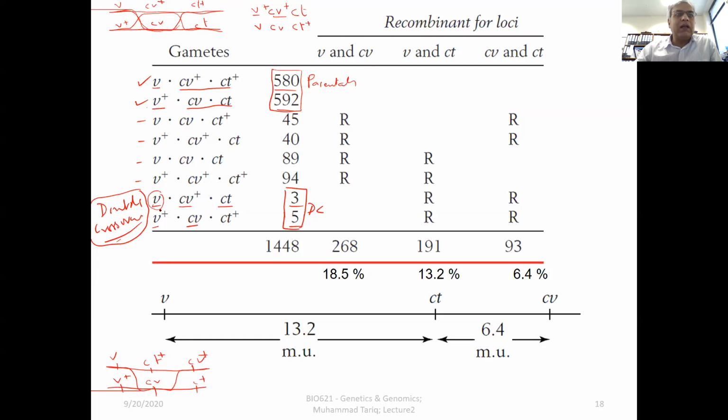Vermilion mutant and CV plus, which is, so I write it here, vermilion, cross veinless minus, cut plus. And the other will be vermilion plus, cross veinless plus, and CT minus. So vermilion plus, cut plus, and CT minus.